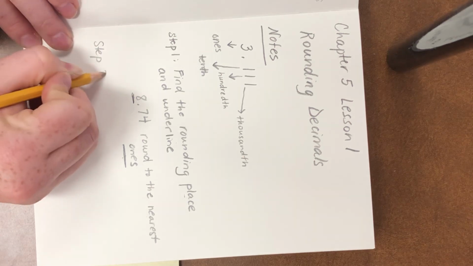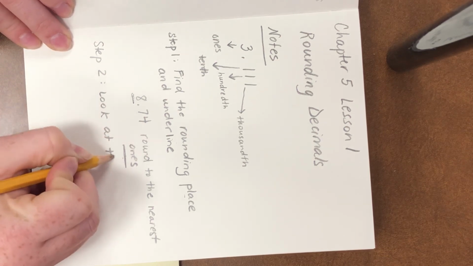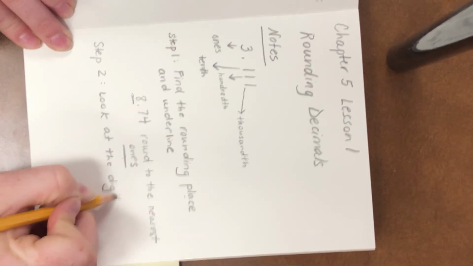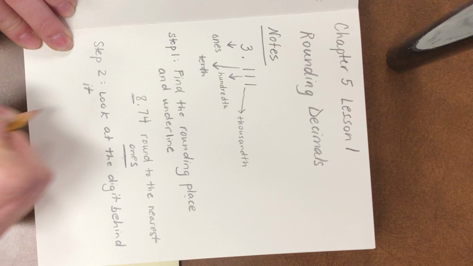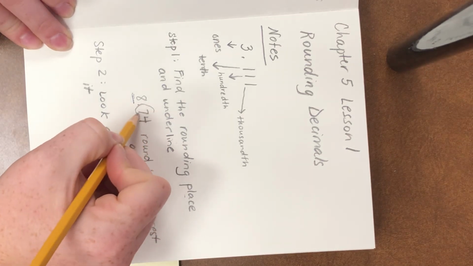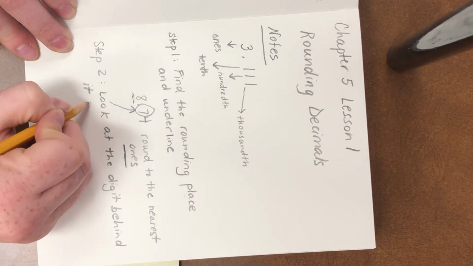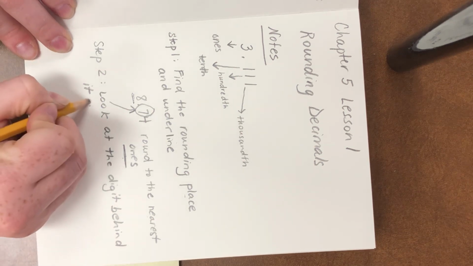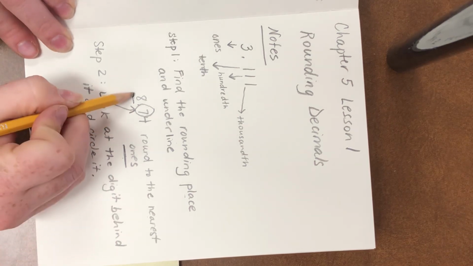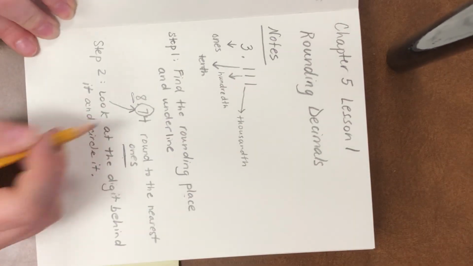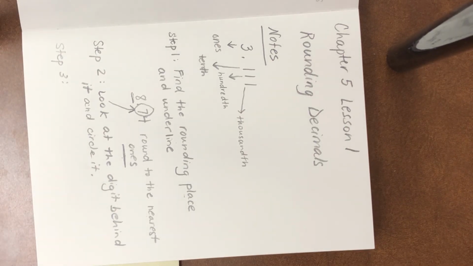Step 2, you're going to look at the digit behind it. You're going to look at the digit behind it and circle it. See how I did that? I underlined, then I circled, and then step 3 is finally, boys and girls, we're back to our normal rounding.